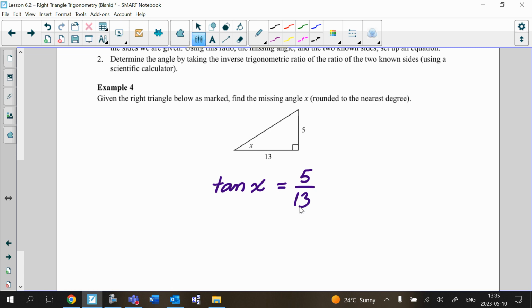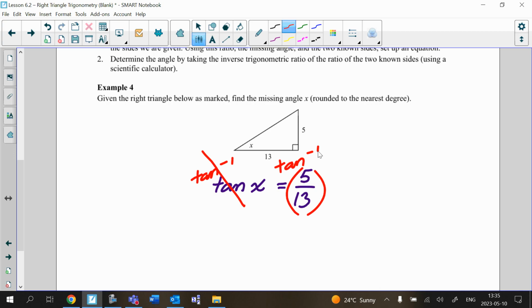So how do I get rid of just a tan? I can't divide by tan. How do you cancel out a tan? Do you remember? Tan inverse takes them out. And whatever you do to one side, you've got to do to the other. So tan inverse of 5 divided by 13.